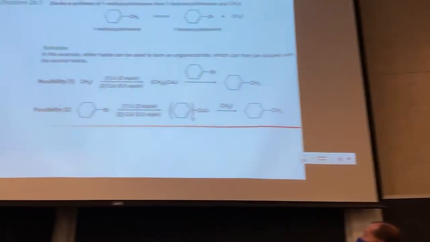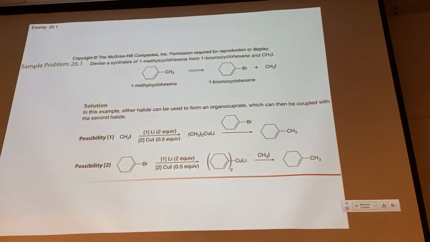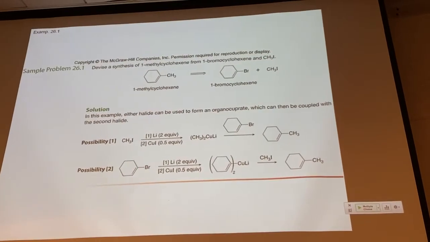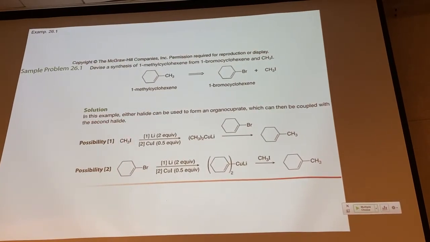We have this target compound, 1-methylcyclohexene, and you can see that there are two possibilities for making it. We can use either the dimethyl cuprate and the vinyl bromide, or we can use the dicyclohexenyl cuprate and iodomethane. Either of those would work.